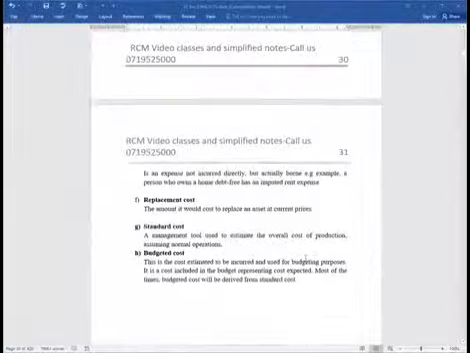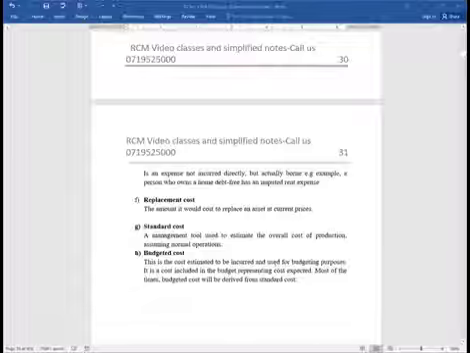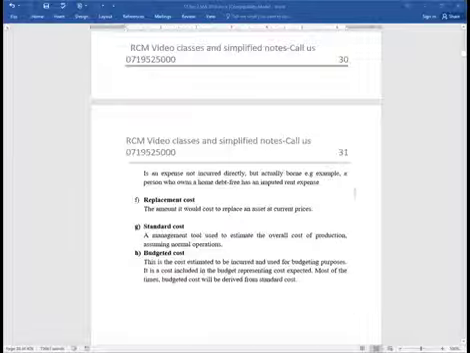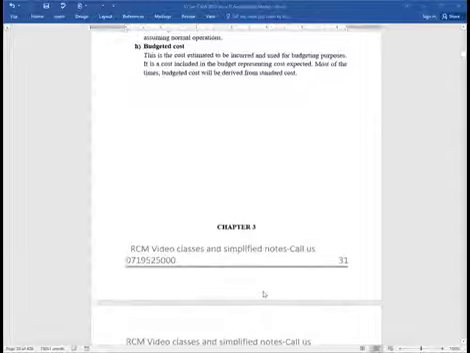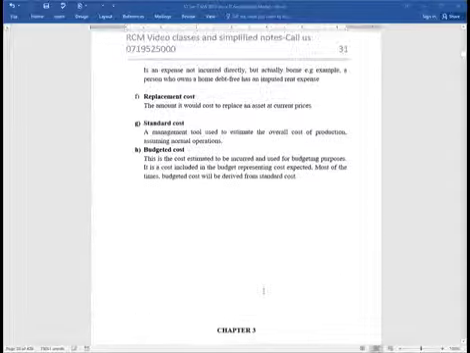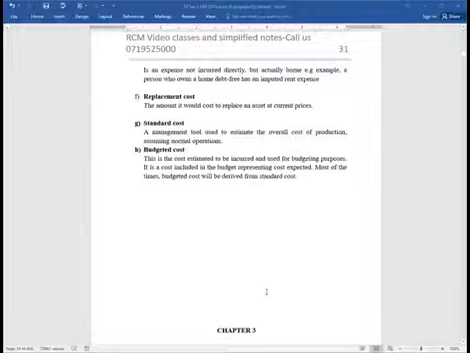From there, we have the budgeted cost. It's a cost estimated to be incurred and used for budgeting purposes. It's a cost included in the budget, representing the cost we expect. Most of the time, budgeted cost will be derived from the standard cost. This standard cost normally helps us to build the budgeted cost. Great. So, ladies and gentlemen, we have come to the end of this particular chapter.